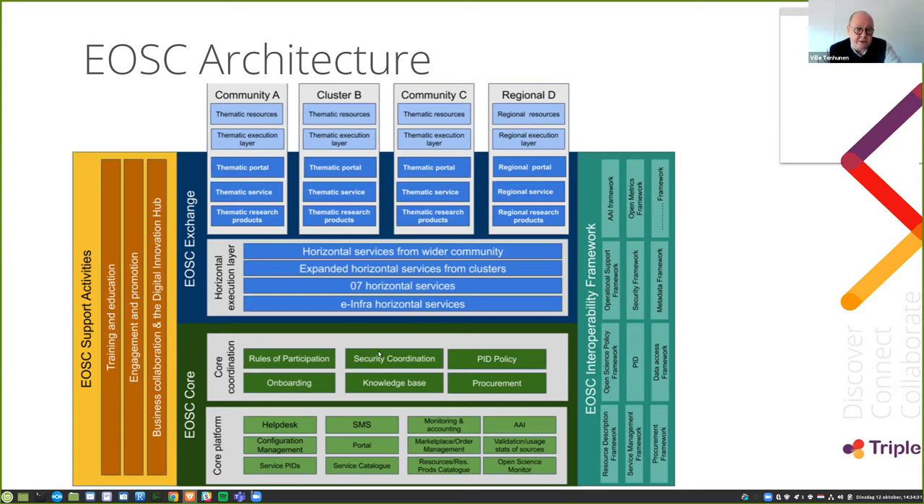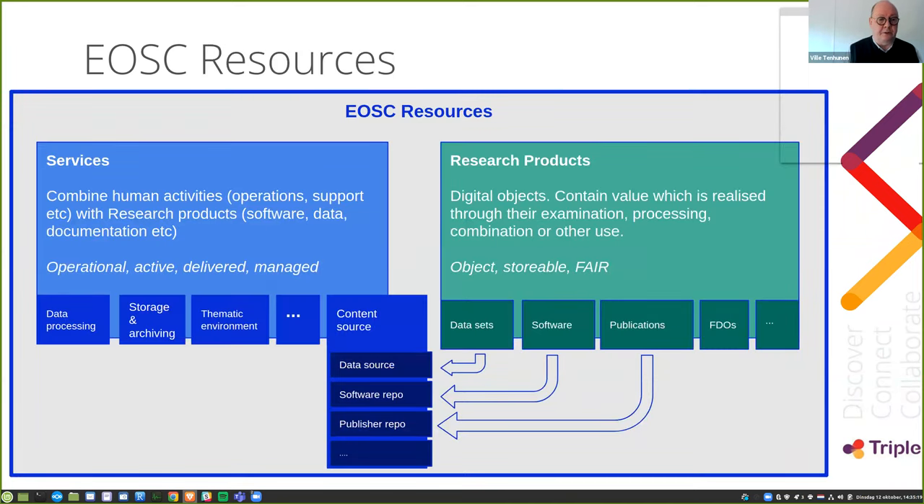The EOSC Exchange has a horizontal execution layer, and it means that these services come from a wider community. It means that there are EOSC projects, then there are existing e-infrastructures, there are those thematic clusters and thematic projects and e-infrastructures which create those services, and also these regional service providers and regional projects. I'm coming to these also very soon.